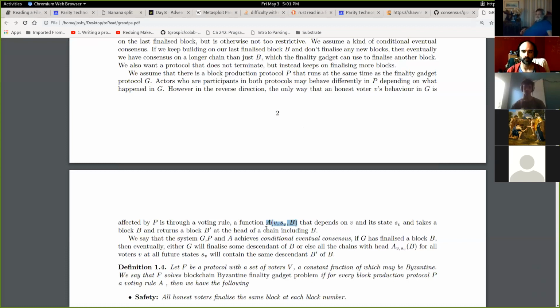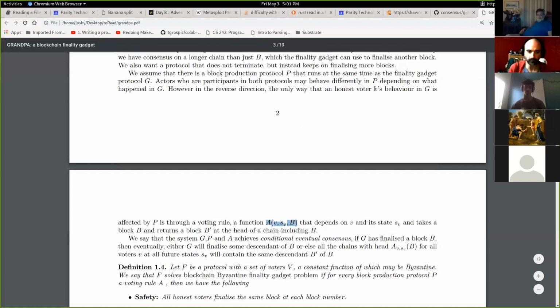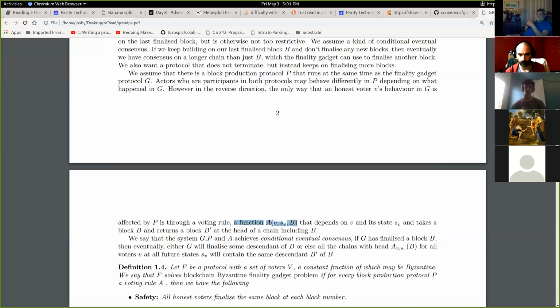Could it basically just be the state transition function? It says the only way a voter's behavior in the finality gadget is affected by the block production mechanism is through this voting rule. So this thing is supposed to be telling me how the block production can affect the way I vote in Grandpa, I think. And the state transition, yeah, but it takes a block and returns a new block B prime.